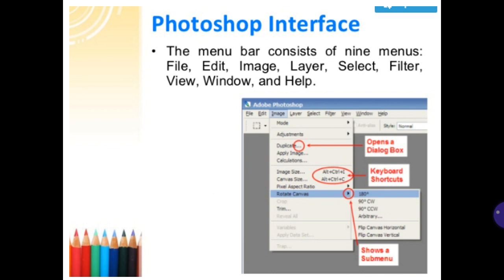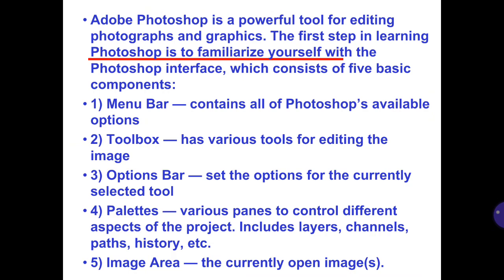Photoshop interface. The menu bar consists of 9 menus: File, Edit, Image, Layer, Select, Filter, View, Window, and Help. Adobe Photoshop is a powerful tool for editing photos and graphics. The first step in learning Photoshop is to familiarize yourself with the Photoshop interface, which consists of 5 basic components, and they are: first, the menu bar contains all of Photoshop's available options. Number 2 is the toolbox, which has various tools for editing the image. Number 3 is the options bar, which shows the options for the currently selected tool.